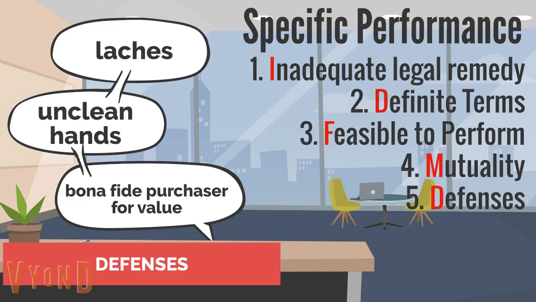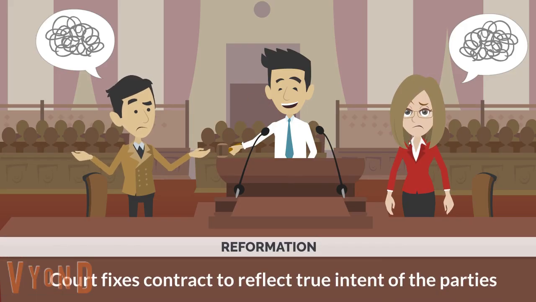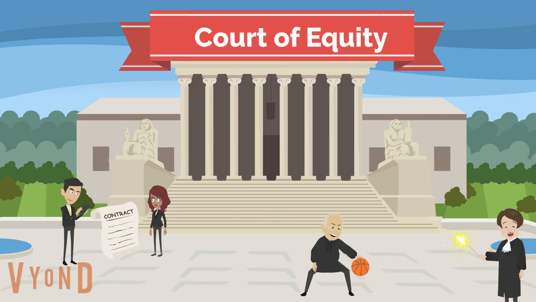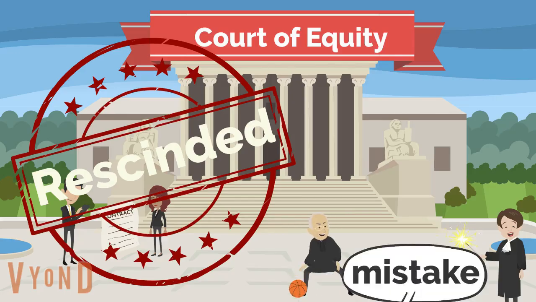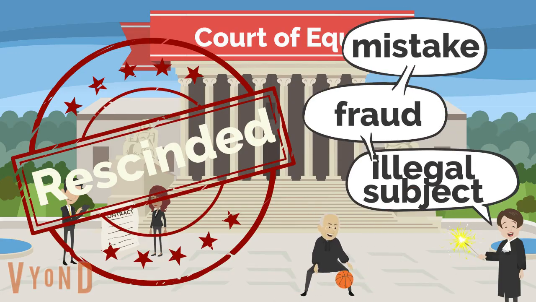The second equitable remedy is reformation. This is when the courts step in to fix a contract to reflect the true meeting of the minds of the parties. Typically it would be when there has been ambiguity, mistake, misrepresentation, or in some instances when parole evidence has been used to clarify an issue. The third equitable remedy is rescission. This is when the courts allow the contract to be undone and the parties to get out. Some ways this might occur is due to mistake, misrepresentation, or illegal subject matter.